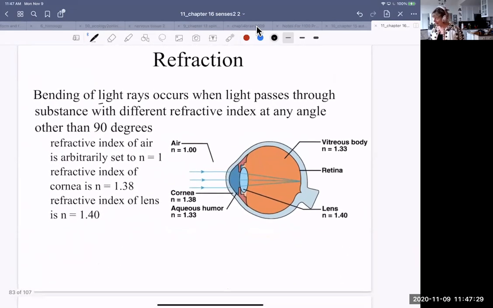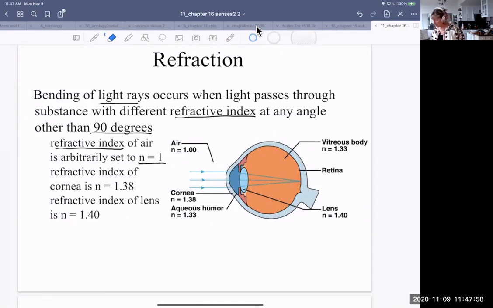So the bending of light occurs when light passes through a substance with a different refractive index at any angle other than 90 degrees. So arbitrarily, the refractive index of air is set to 1. So n equals 1. It's just an arbitrary number. It could be anything. So what you do is you compare the refractivity of other objects relative to air, or 1.